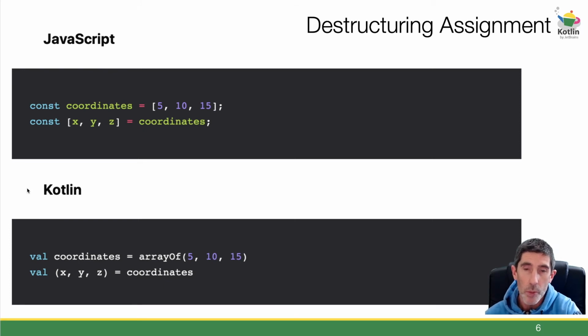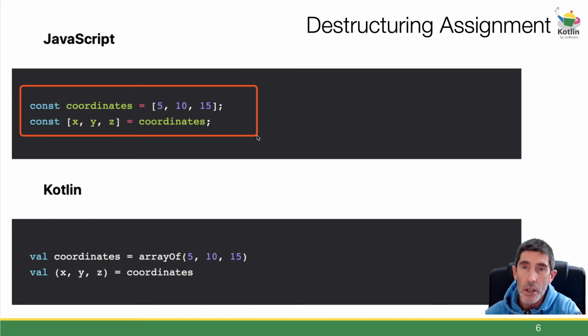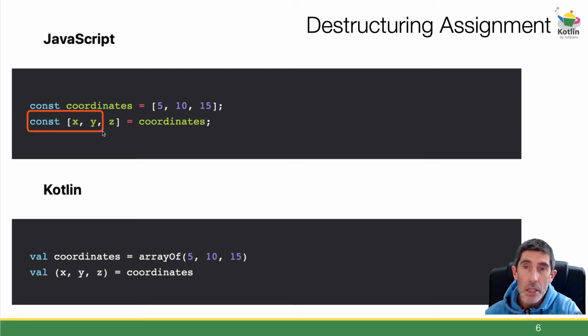So if we look at this one up here in JavaScript, here we are creating our coordinates. A basic JavaScript array with 3 elements, 5, 10, and 15. But we can also say const x, y, and z is assigned coordinates. That will assign 5 to x, 10 to y, and 15 to z, all in the one statement. So we don't have to do individual getting at coordinates 0, 1, and 2 and then assign it.